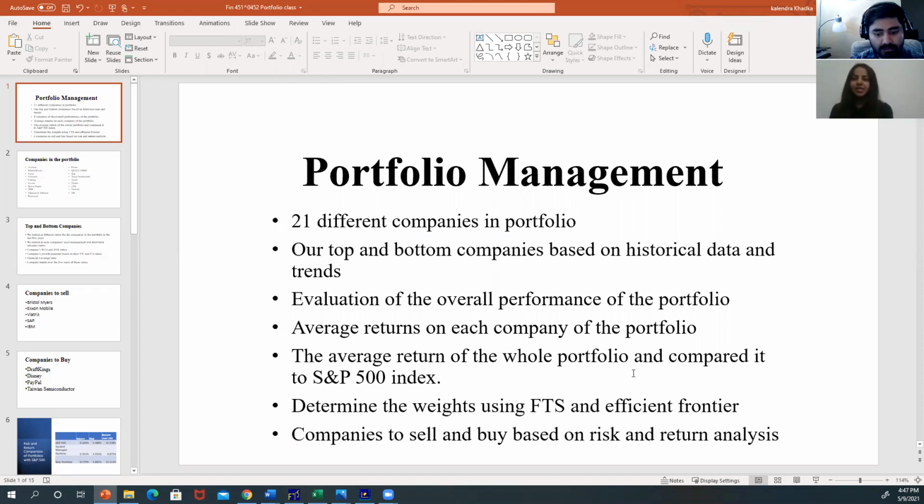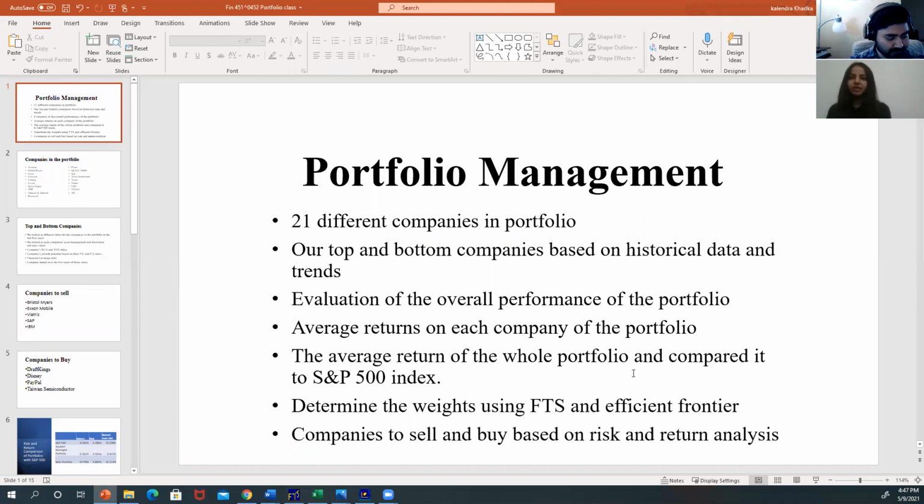In this presentation, we're looking at portfolio management. This is for our final project for 452. We're looking at a student managed fund portfolio, a South Asian student fund managed by South Asian students. In the portfolio, we have 21 different companies.